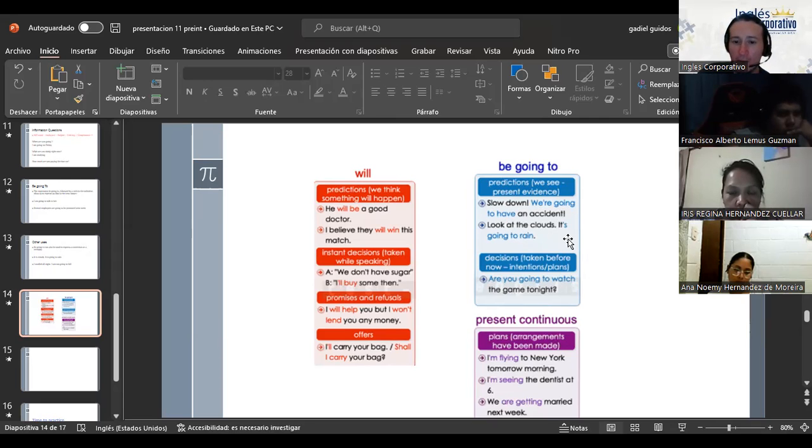The next example says, look at the clouds, it's going to rain. Entonces, vea las nubes, va a llover. Tenemos evidencia, ¿verdad? Como había mencionado anteriormente. Y el presente continuo es para planes, ¿ok? Son arreglos que han sido hechos. Por ejemplo, un vuelo es un plan. Una cita con el doctor. Una boda. Son cosas que nosotros planeamos, ¿verdad? La mayoría de los casos. Entonces, el presente continuo es para ese tipo de situaciones. Be going to, predicciones. Y decisiones tomadas antes de ahora.